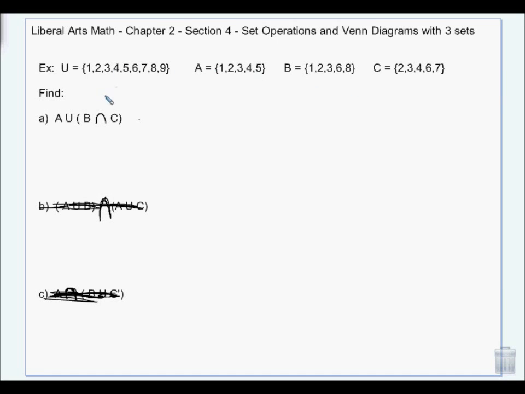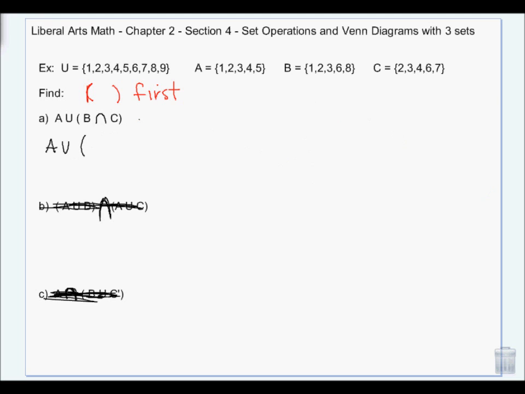Sets, we want to do order of operations, so we're going to do what's in the parentheses first. Okay, so parentheses first. Okay, so I'm going to do A union and then B intersect C.